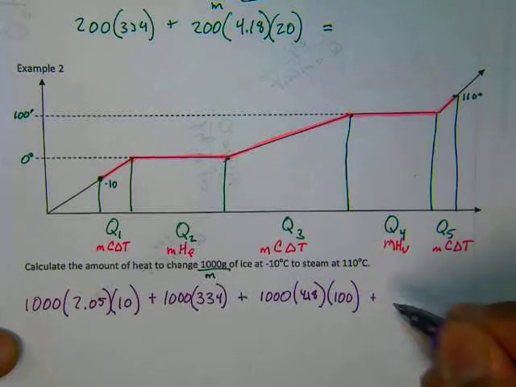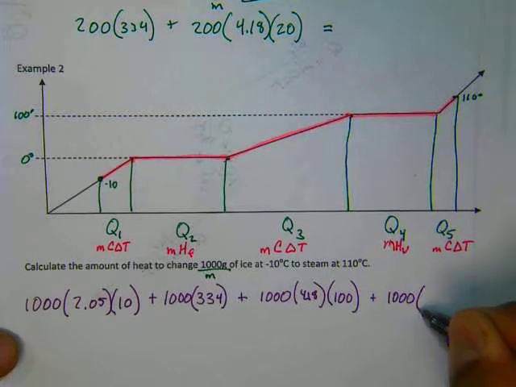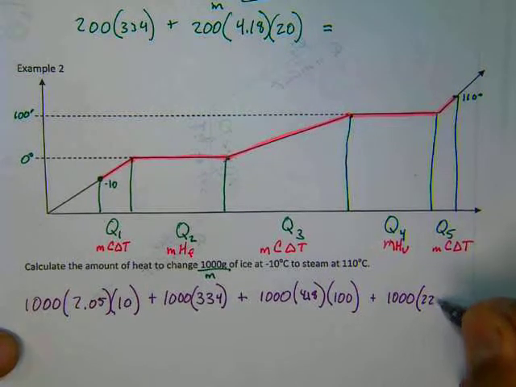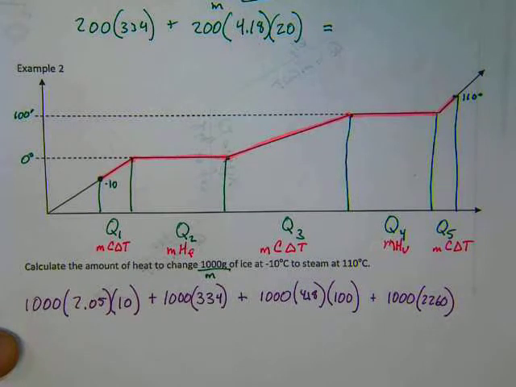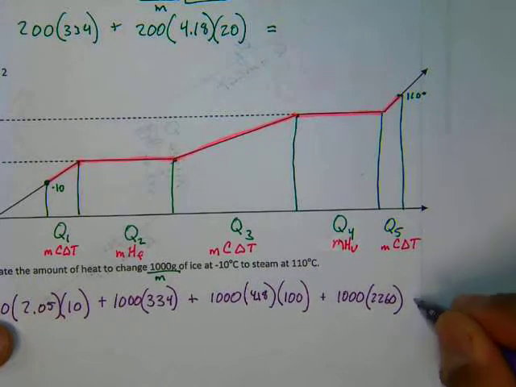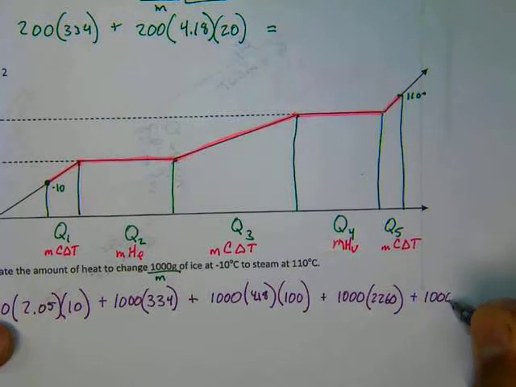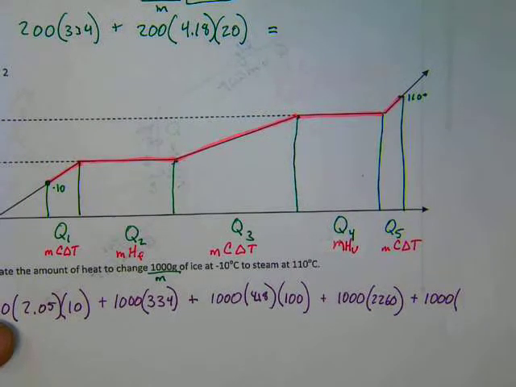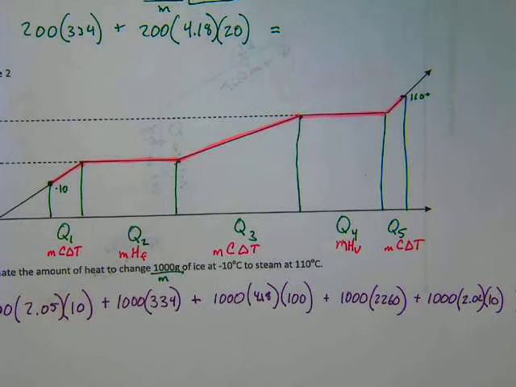Q4, I'm going to use 1,000 as my mass, but this time for HV, 2260. Not done yet. Q5, we got 1,000 for mass. C, we want to use 2.02 because that's steam. But what's the temperature change for Q5? 10. Okay, plug it all in, get your answer. Does anyone have any questions on that? So can you do that for the other problems now, right? Yeah. Okay.